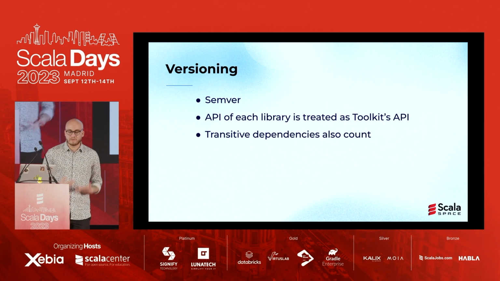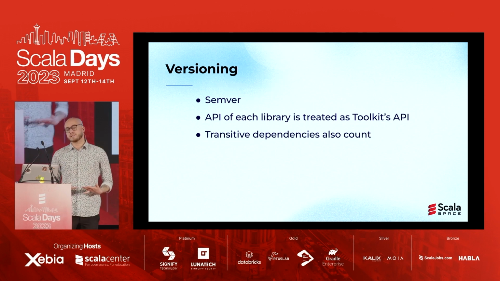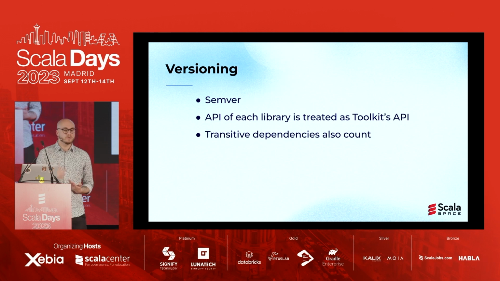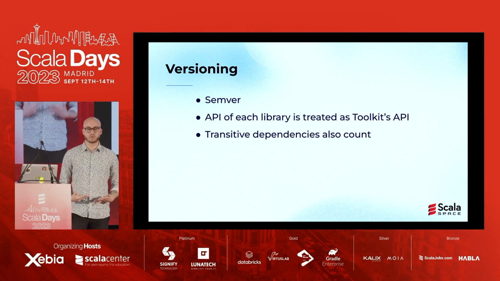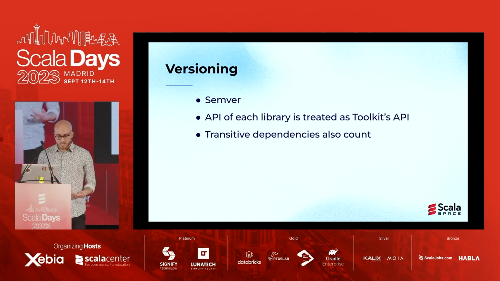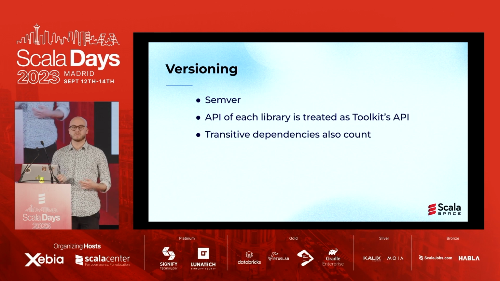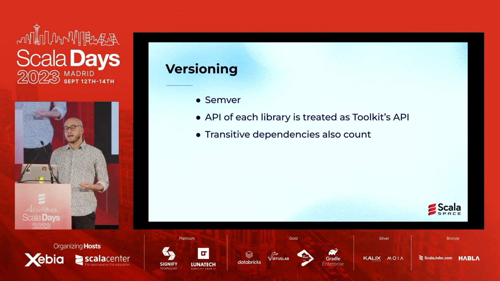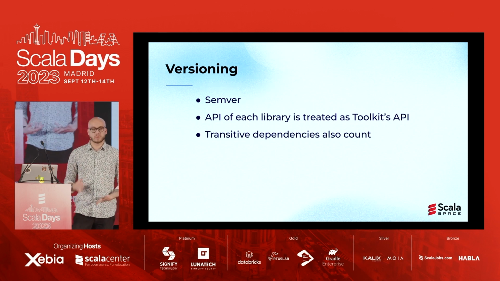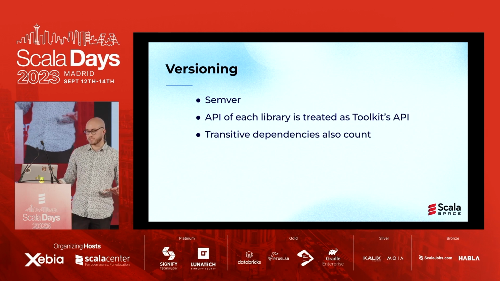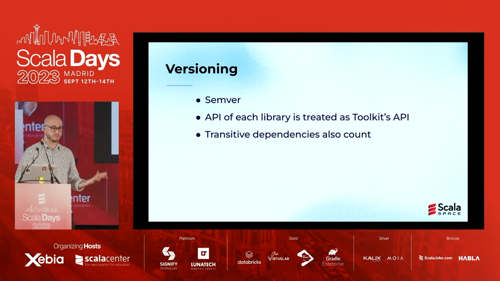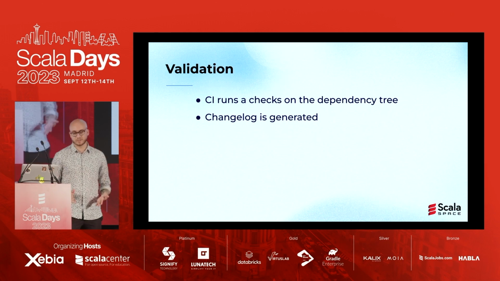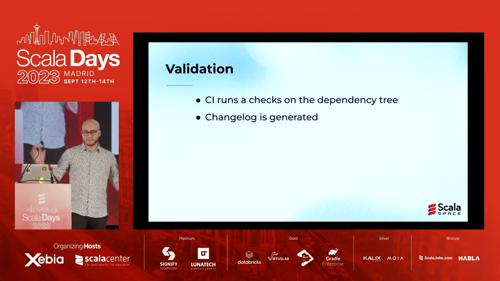So as a first problem, the versioning, we handled that with Semver, and the API of each library that's included in the toolkit is treated as a public API of the toolkit. So if any library gets a version updated, with any change that's, for example, non-forward compatible or anything like this, then we'll bump the version of the toolkit. And the transitive dependencies also count. So all the dependencies in the toolkit are the public API of the toolkit in terms of versioning and compatibility. And we are validating all that with a custom CI script that is run on the whole dependency tree of the toolkit. Why is it run on the whole tree, not a flattened one?